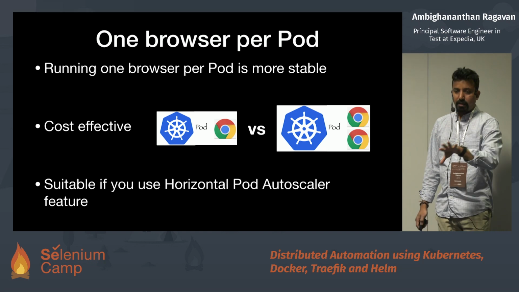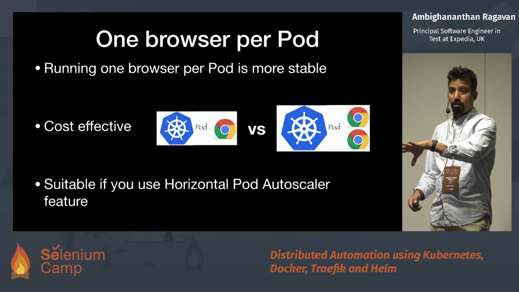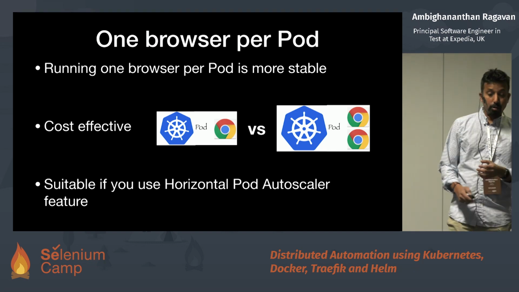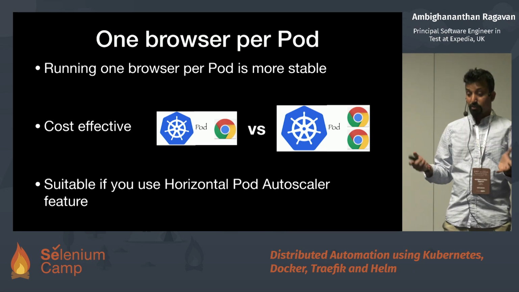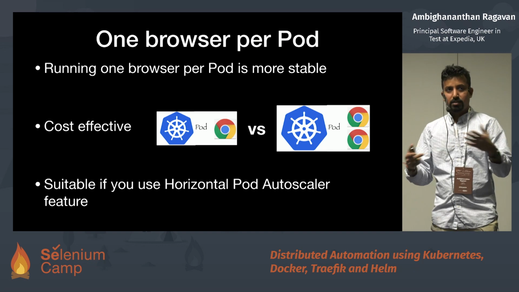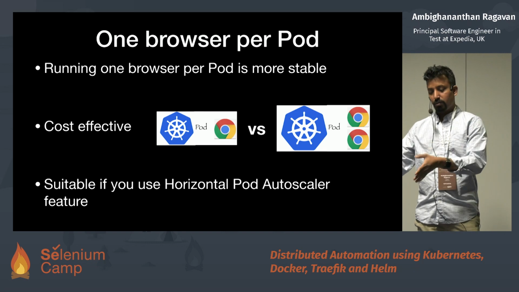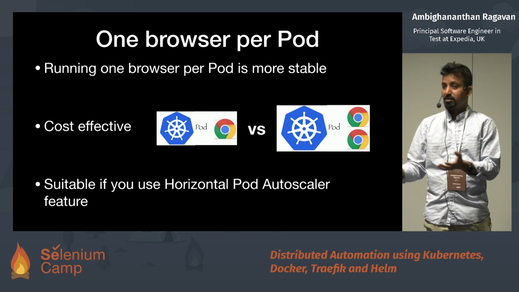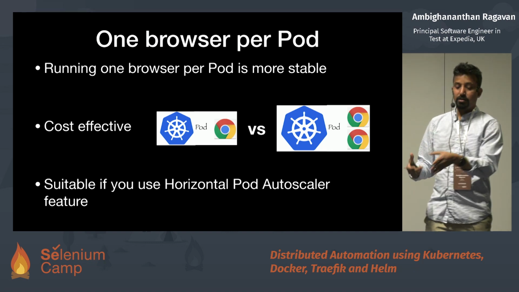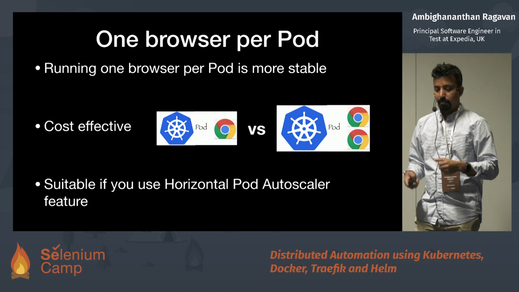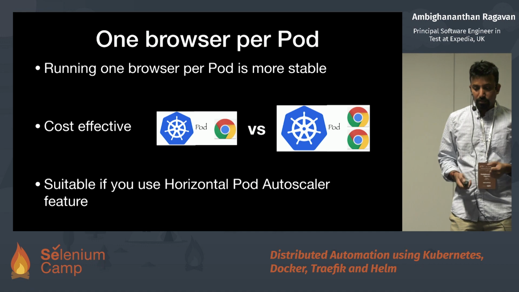Yeah. Somewhere I saw in Selenium, I think in some Git repository, that the best practice is to use one browser in one pod. I think that's true. And also it's cost effective. You can run many containers in one pod, there's no restriction. But imagine, let's start with the first case, you want to run one test. Will you create one pod with one Chrome or one pod with two Chrome? There's no use because you're wasting resources. So it's better to have one pod per browser. And also it's suitable if you use the horizontal pod autoscaler feature as well.